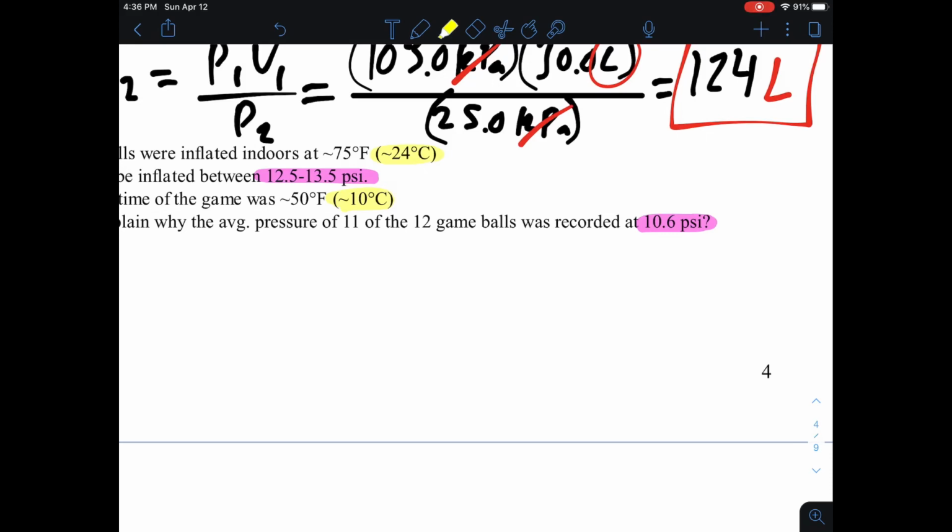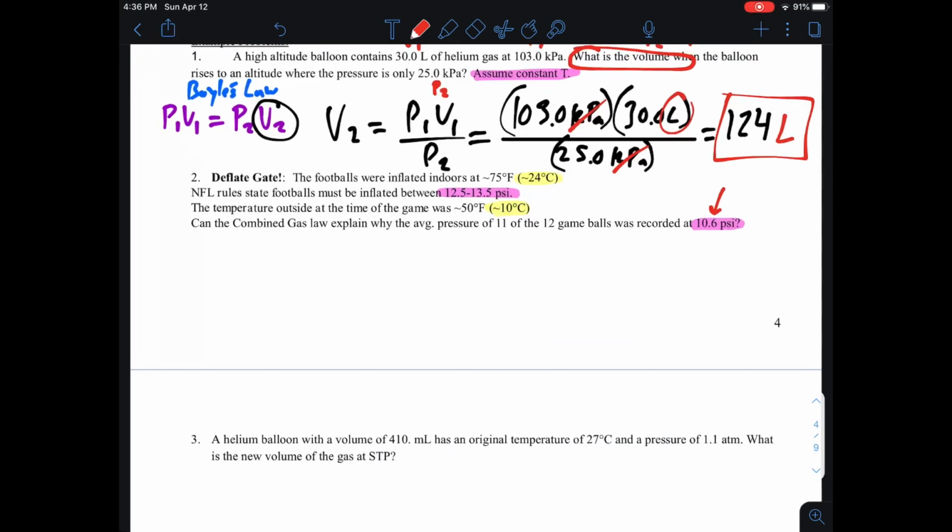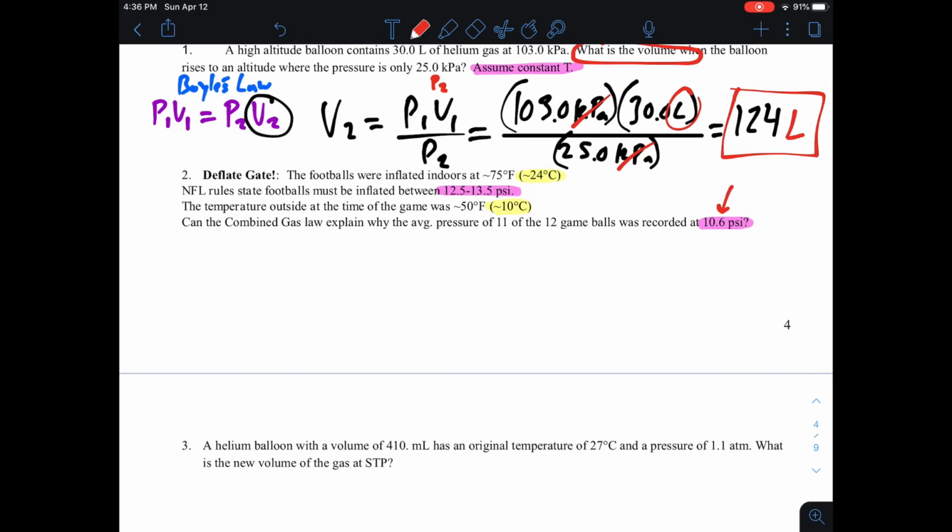which, as you may remember from our last learning target, makes sense. When temperature drops, particles collide less often. Would that be enough to explain why the pressure dropped to, on average, 10.6? Let's actually solve this one out. You see, without gas laws, we would just have to take people at their word when they talk about pressure drops this much. Now we can actually calculate out how much pressure the football would drop to if our temperature dropped from 24 to 10 degrees.